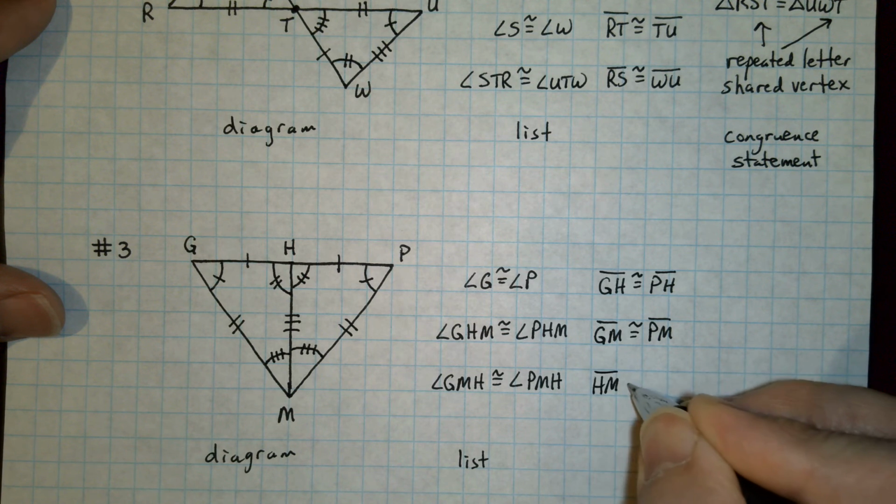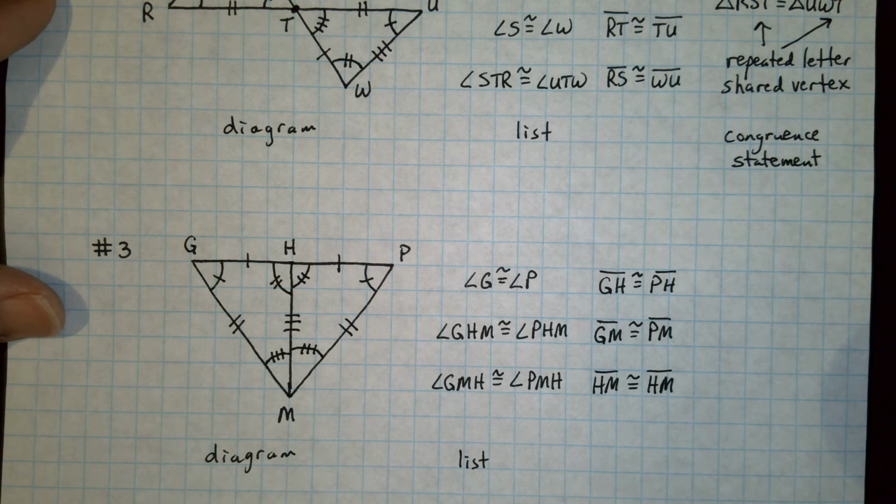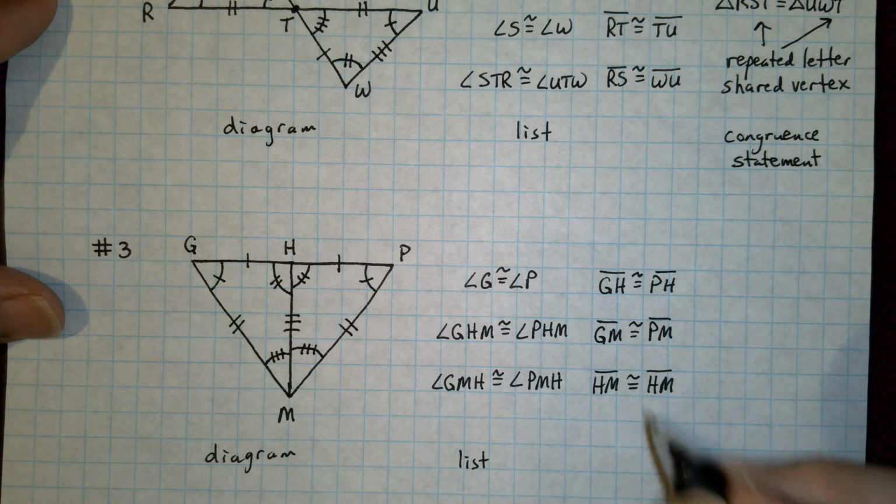Let me explain what's going on there. The HM that's part of the triangle on the left is the same size and same measure as the HM that's on the triangle on the right. And that's because it's the actual same segment.